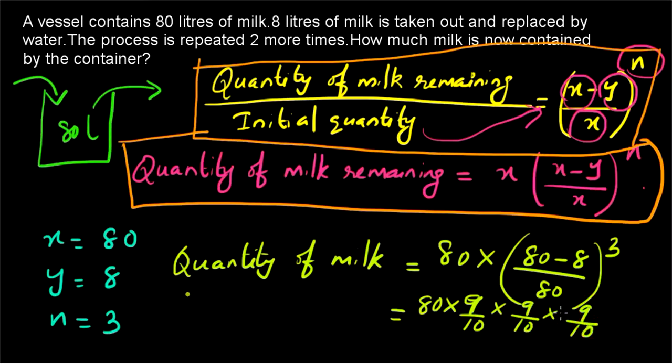So you can just cancel out the zeros here, and after cancelling out and doing the appropriate calculation, our final answer will be equal to 58.32 liters. So this is our answer. This is the direct application of the formula.